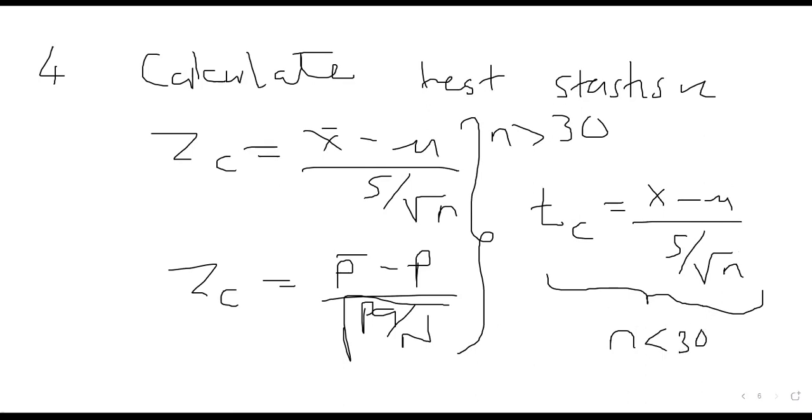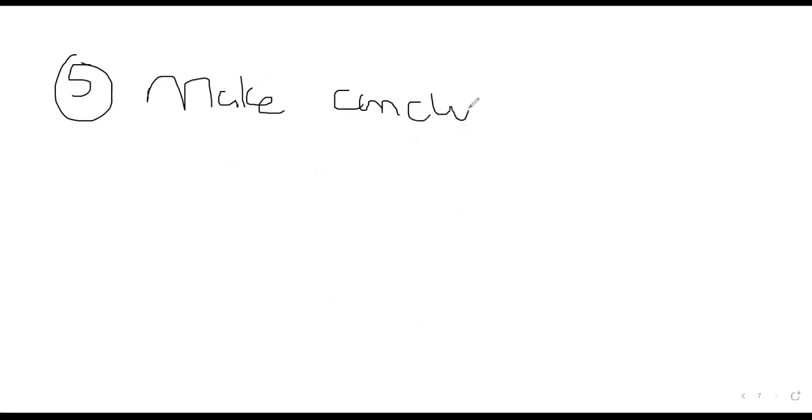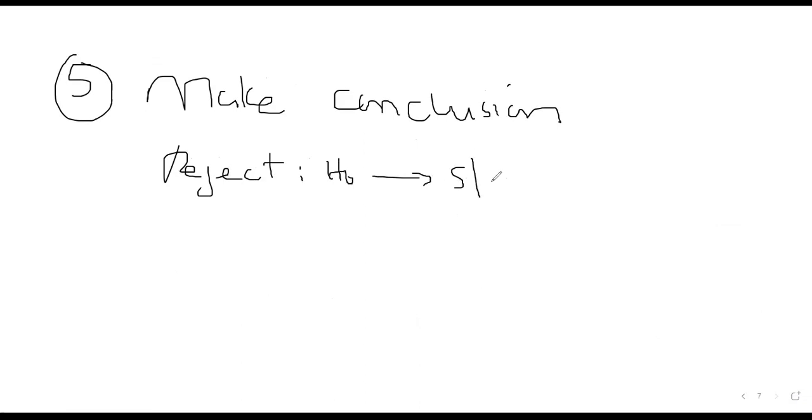Then the fifth step is simply to make a conclusion. So the conclusion will be either to reject or to accept the hypothesis. So when you reject the hypothesis, it means what? There's a statistical difference.